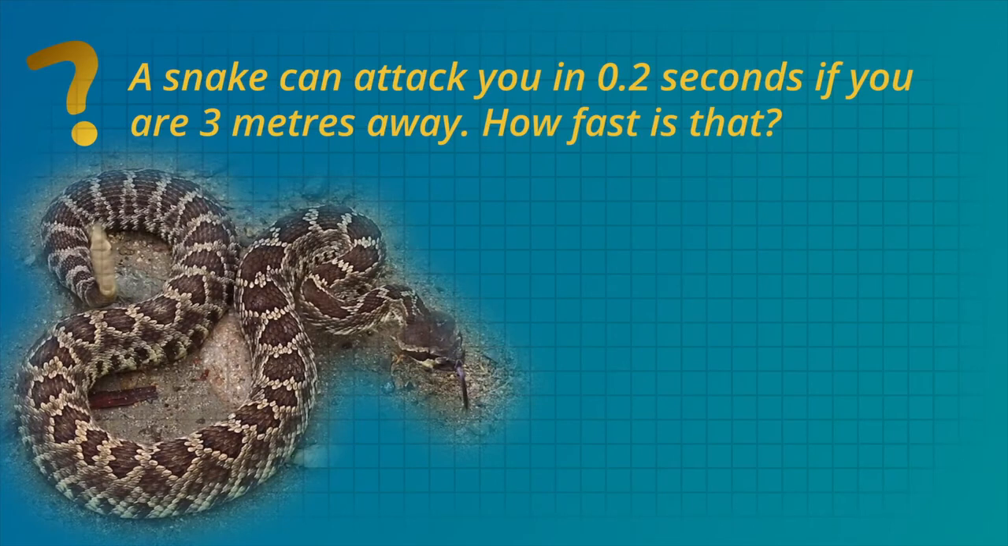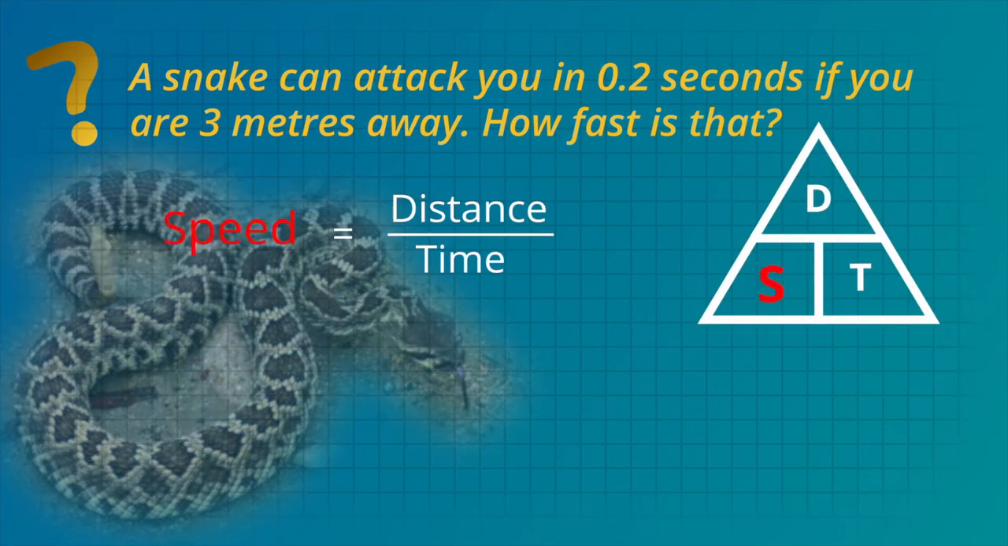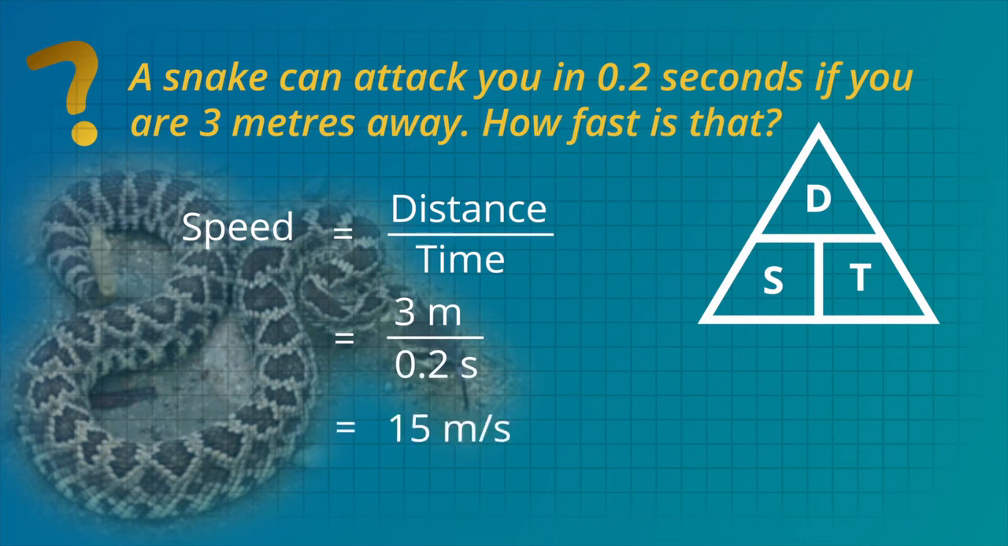A snake can attack you in 0.2 seconds if you are 3 metres away. How fast is that? Speed equals distance over time. The distance is 3 metres, the time is 0.2 seconds. So the snake's speed is 15 metres per second.